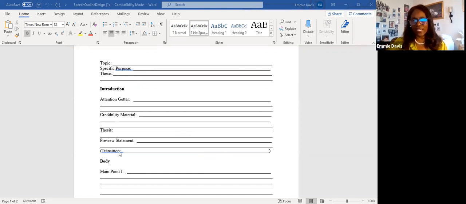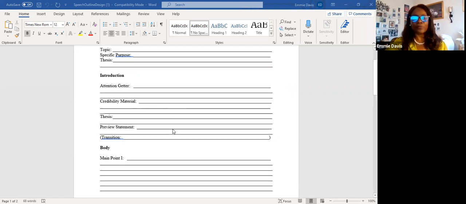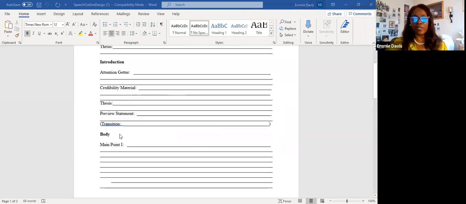Then you need your transition. And the transition will be a statement like, so let's begin by looking at the causes of Alzheimer's. Okay, so here we have the attention getter, credibility material, thesis statement, preview statement, and transition. Then you go into the body. You have 3 main points that you have to develop.